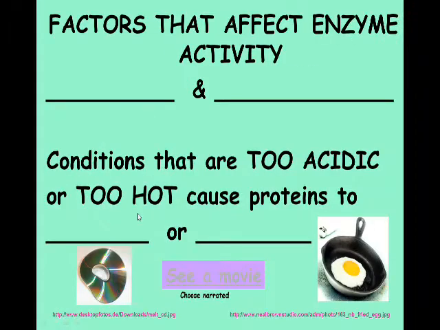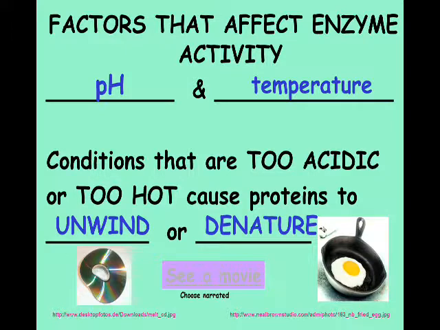What are some things that can change the shapes of enzymes? One of them is pH. Remember we talked about pH, H for hydrogens. You're measuring hydrogens, and the more hydrogen ions you have, the more acid a solution is. So changing how acid the cell is, changing temperature in the cell, can cause those proteins, those enzymes, to change their shape. They unwind, or we say they denature. They lose their 3D shape.